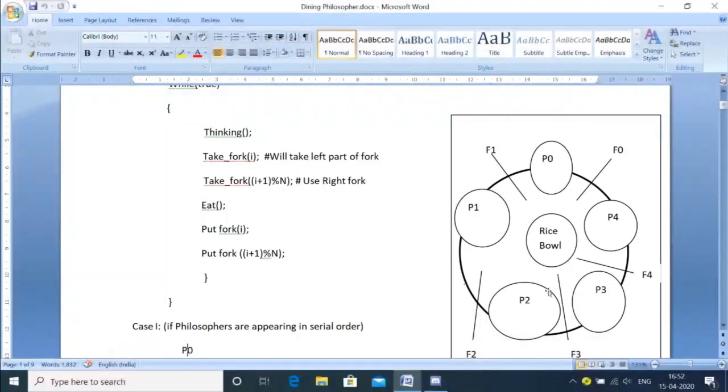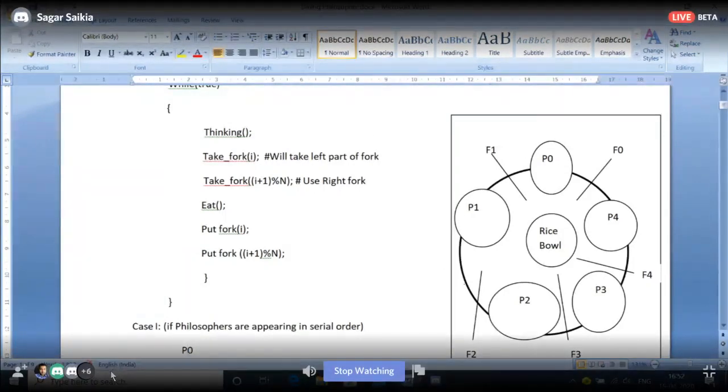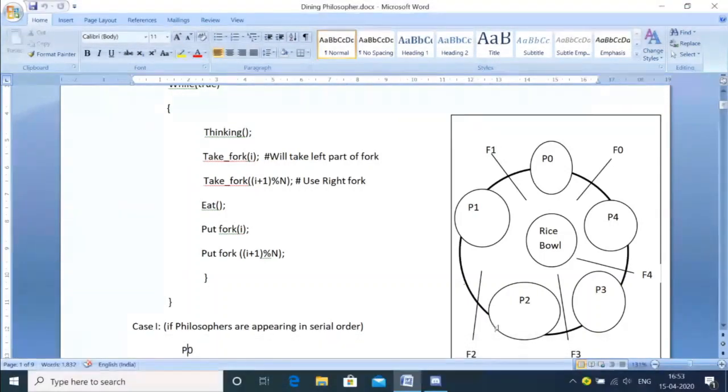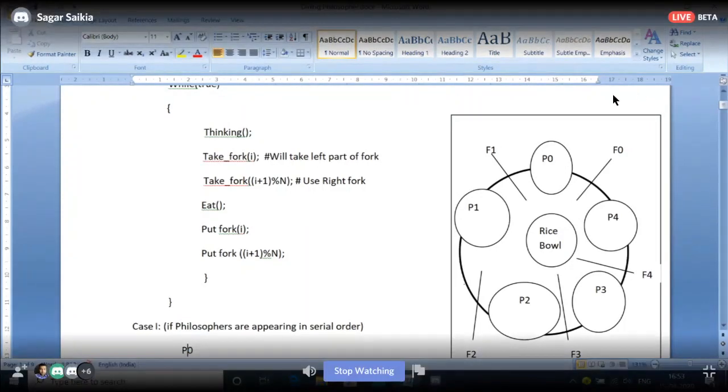But there will be a problem if it's a round table arrangement. Let's say P0 and P1 are there. If they come in serial order, first P0 comes, takes the fork, eats, then releases, then P1 comes and takes the forks F1 and F2. That way it's fine. But what if P0 has to take two forks, one to the left and one to the right, and at that situation P1 comes? For P0 and P1, F1 is a common fork. So who will get it? That is a challenge, isn't it?